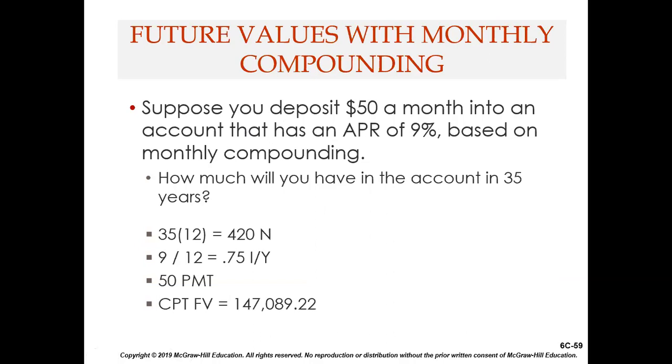0.75%. Going back into our finance calculator, so our N is 420. Our interest rate is 0.75. Now we want to know how much we will have in the future. So this has nothing to do with present value. You want to make that zero. Your payment is going to be $50 a month. And then we want to alpha enter on future value to get 147,089.22. So another example of using monthly compounding, but now looking to the future value.